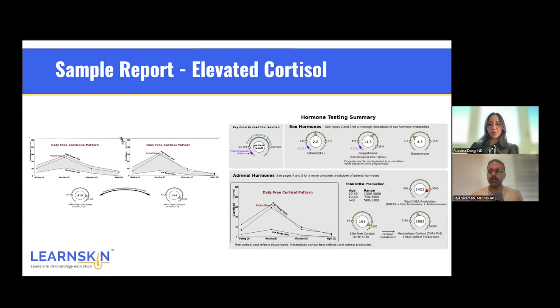So I'm just going to start with the hormone testing summary on the right. As we see here, this is the first page of the Dutch test, and it tells us a brief overview of her hormones.